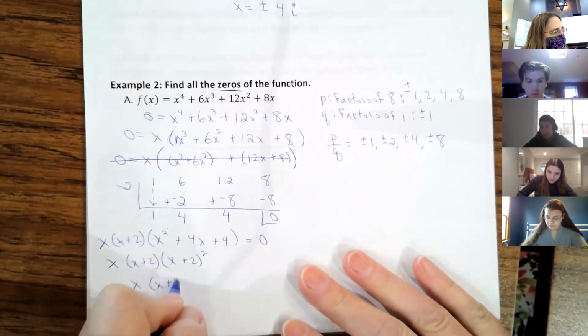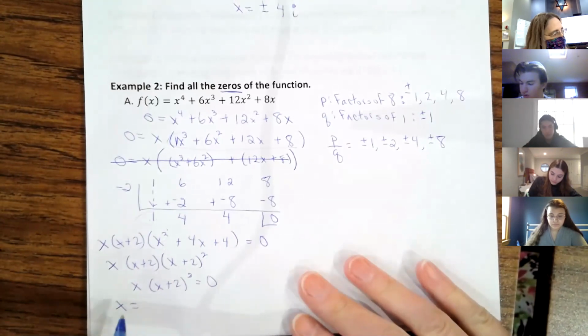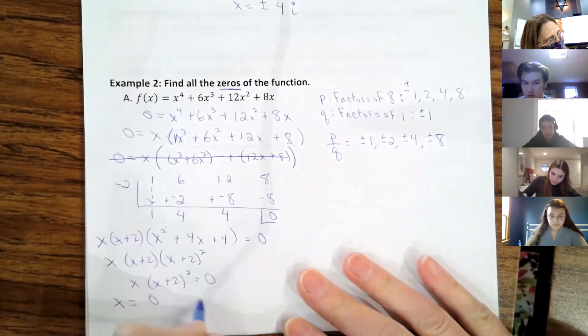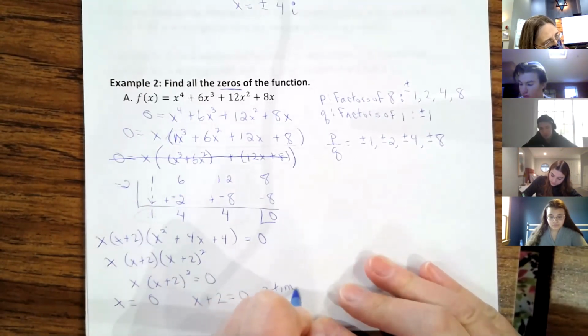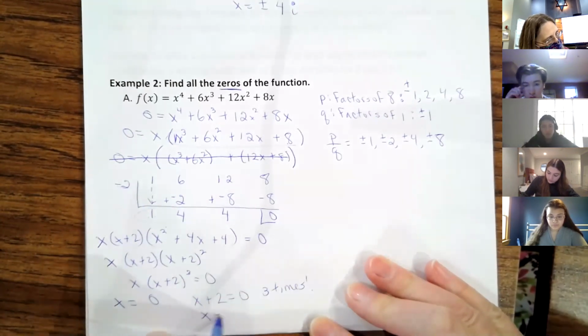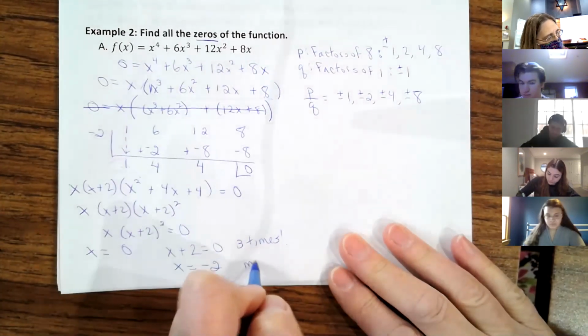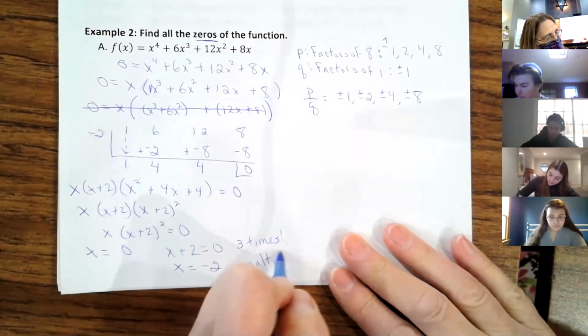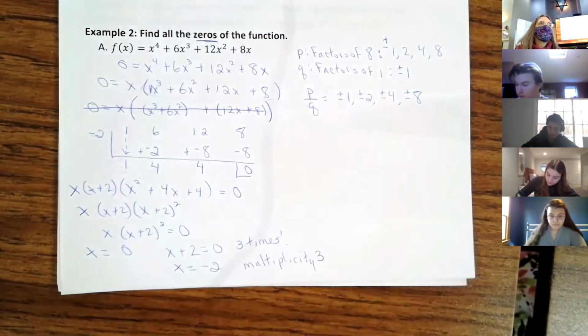Yeah, it's a multiplicity, so we can write it this way. So here are my zeros. x is 0, and x plus 2 equals 0 three times. So x equals -2 is a zero of multiplicity 3. Okay, it's an odd multiplicity, so it's going to cross the x-axis because it's odd multiplicity. Is that what we saw in our graph? Yeah.